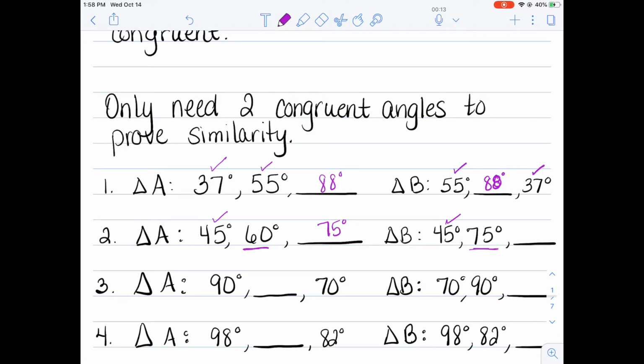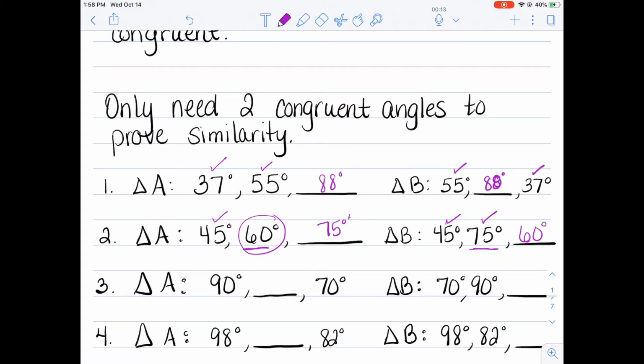So let's see. Over here, we have a 75. So yes, they are similar. We don't have to find this other one, but if we needed to, because this one's 75 and this is 75, we know that 60 is the only thing missing, so 60 has to be here.